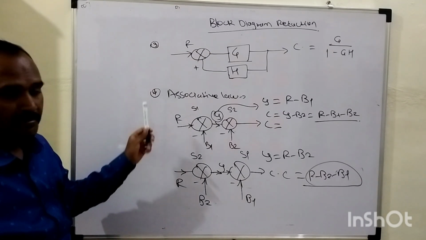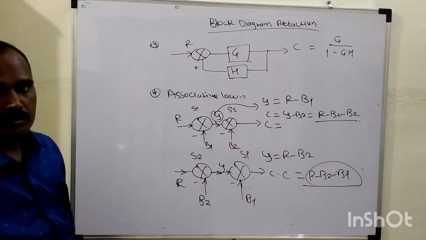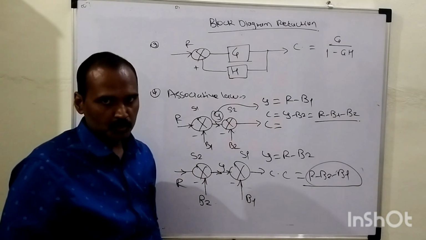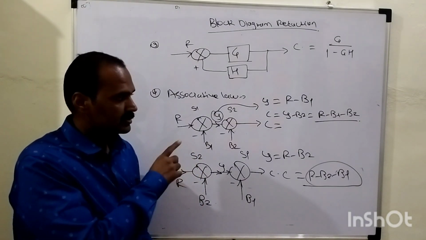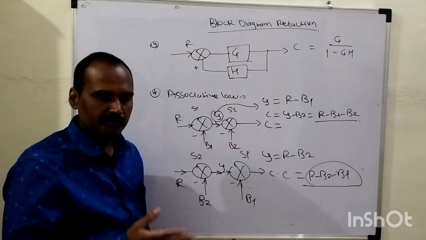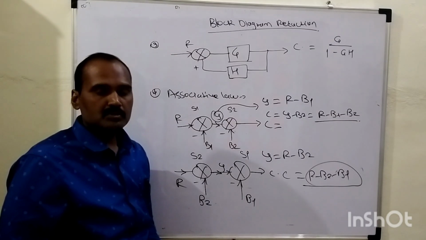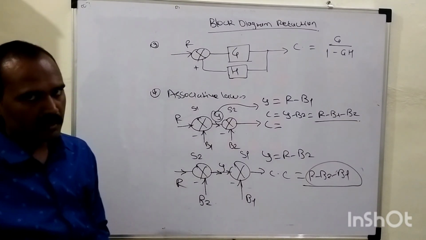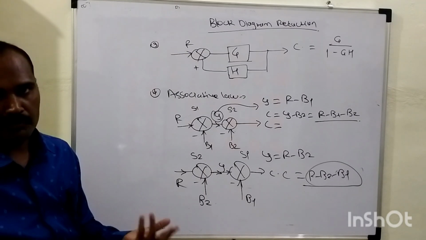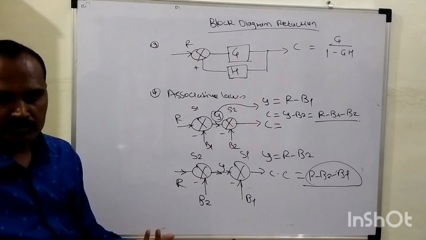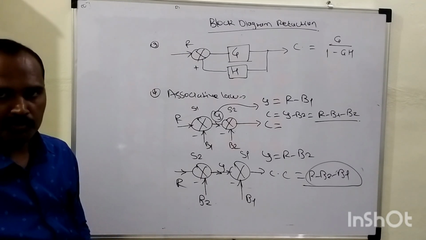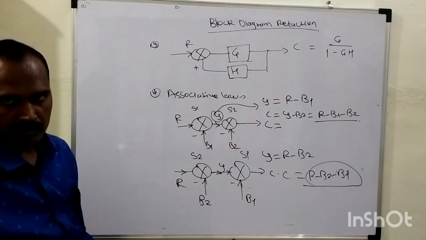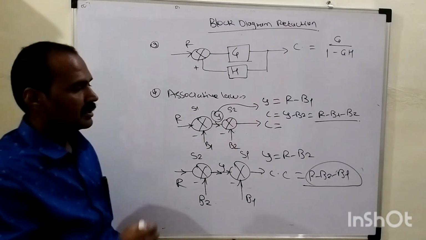So this is nothing but rule number 4, right? In total we have 8 basic rules. Out of that 8, these are the first 4 rules. As far as the remaining 4 rules are concerned, those belong to the summing point and takeoff point. Means how to shift this summing point before this block, after this block, and how to shift this takeoff point before and after this block. Let us quickly go through these remaining 4 rules.